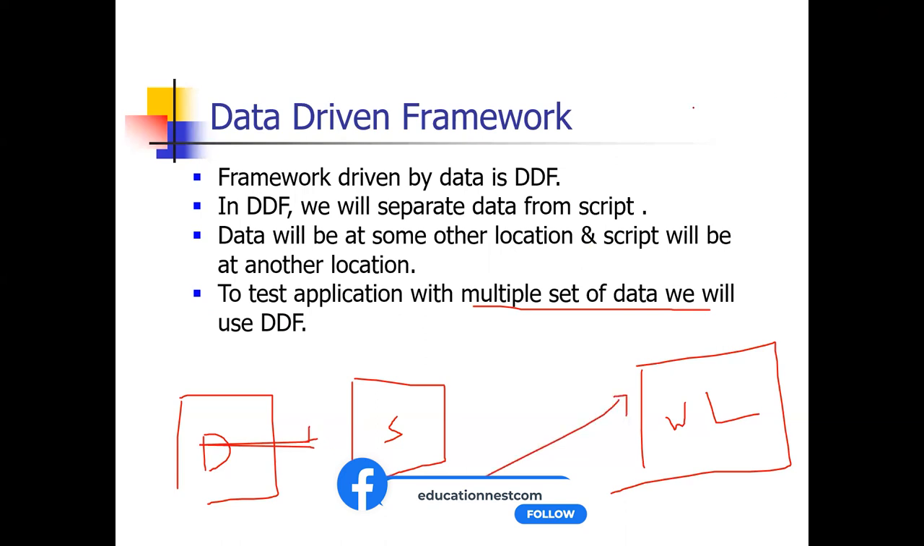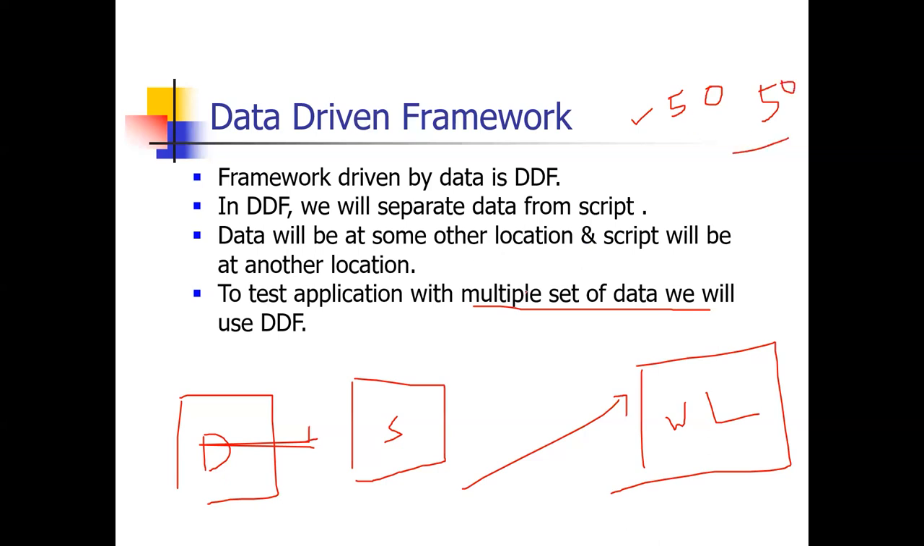Suppose we are going to check the login of 50 users. We want to check the login of Facebook, but we are having data of 50 usernames and 50 passwords. If we write the code for all 50, it becomes very lengthy and very complex. But what we will do is store the data of the 50 usernames and 50 passwords at some location, and according to need, we will call them one by one.